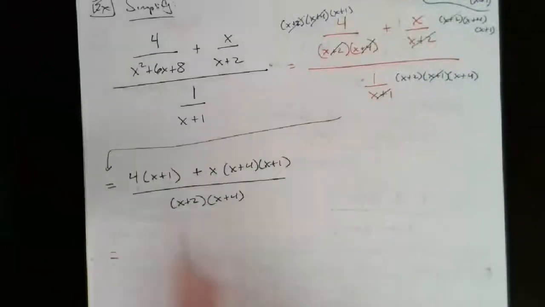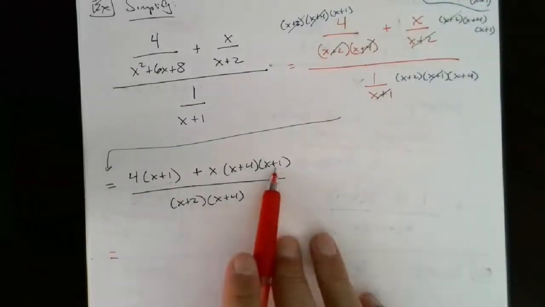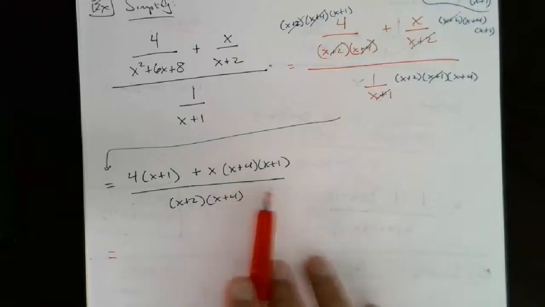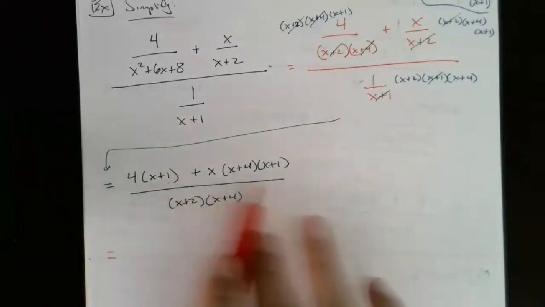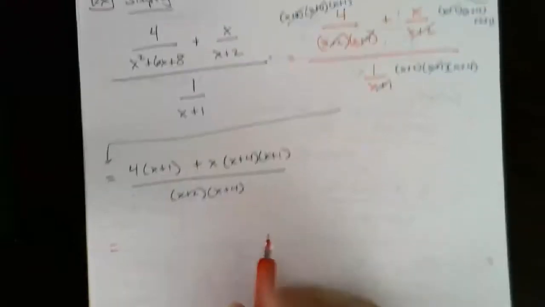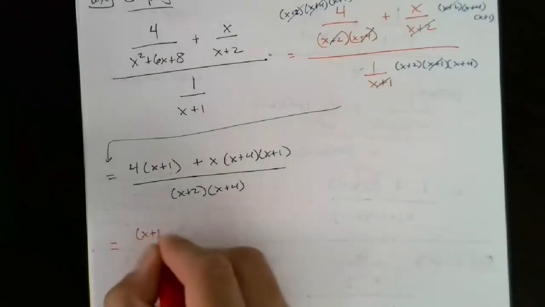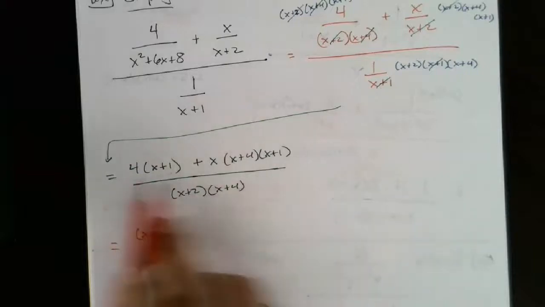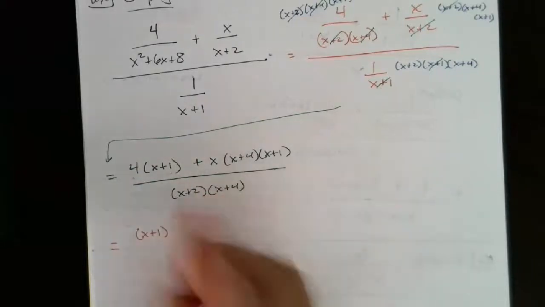So something that you could distribute through this, and you could distribute through here, but then you're going to have to factor out again after, and you might not know how to do that. But if you notice these both have a common factor of x plus 1, I would factor that out now. So you can factor out x plus 1 here, because this term and this term both have x plus 1.